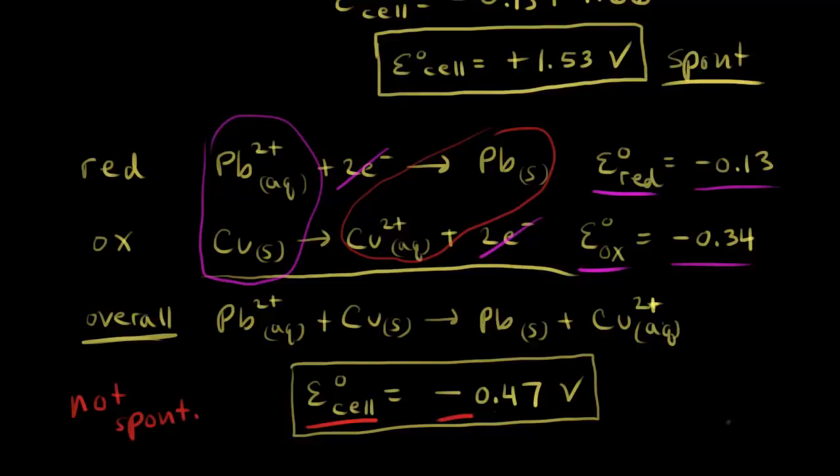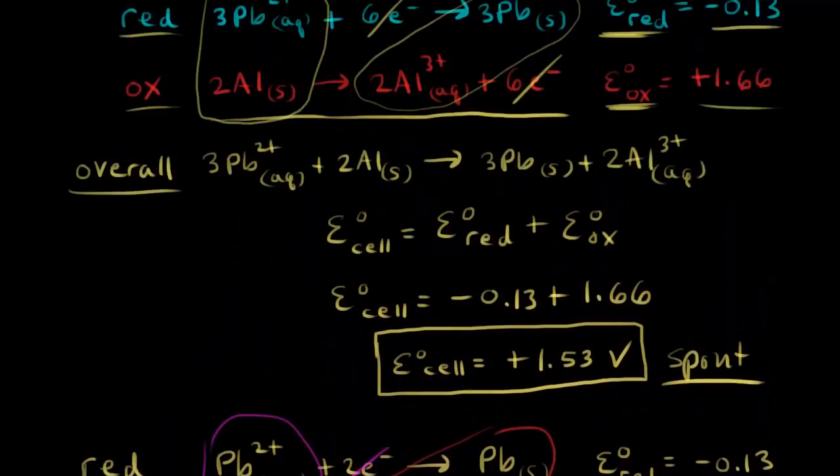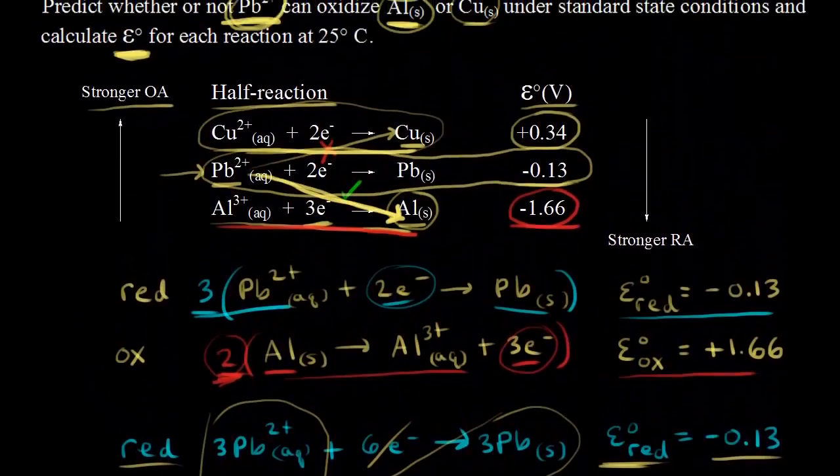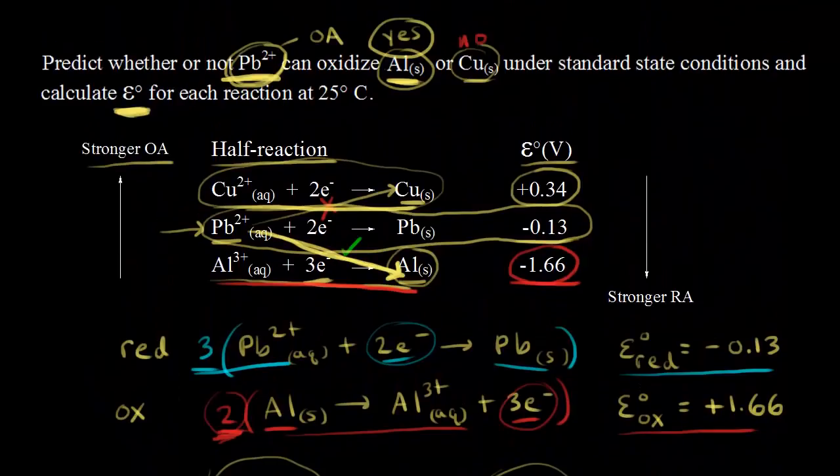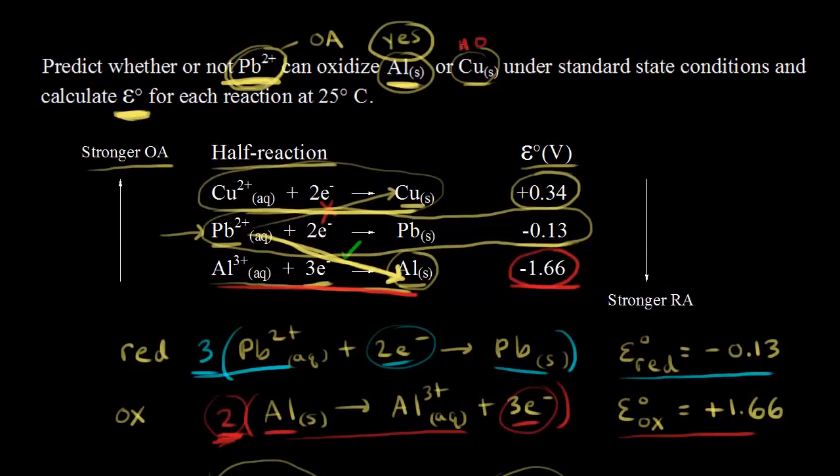So if you calculated the standard change in free energy, since the standard cell potential is negative, you get a positive value for the standard change in free energy. So this is not a spontaneous reaction. Let's go back up to the beginning. We made our predictions using our standard reduction potential. We just confirmed that lead 2+ will not oxidize solid copper. This is not a spontaneous reaction.